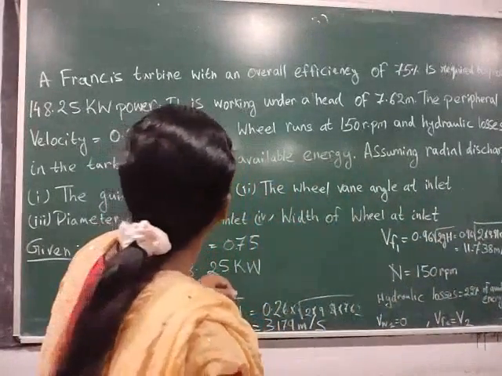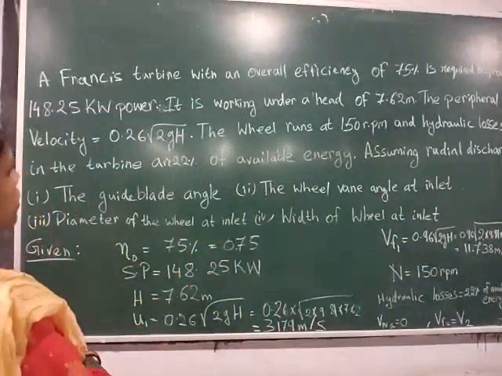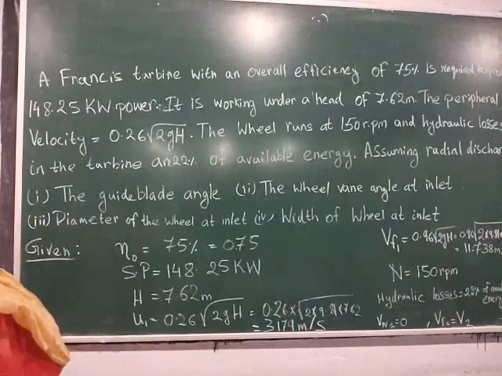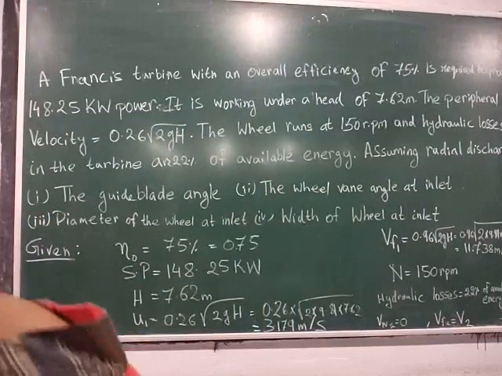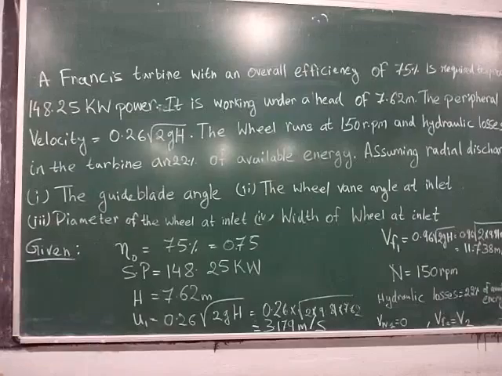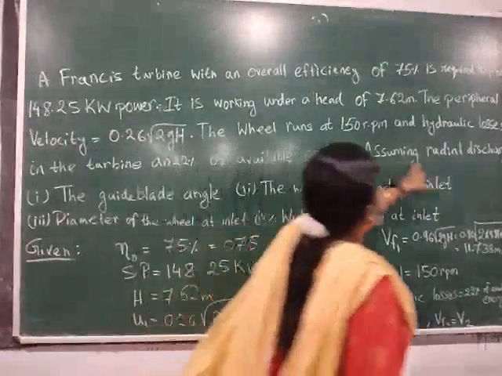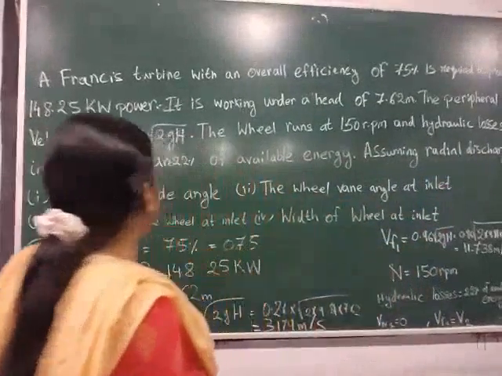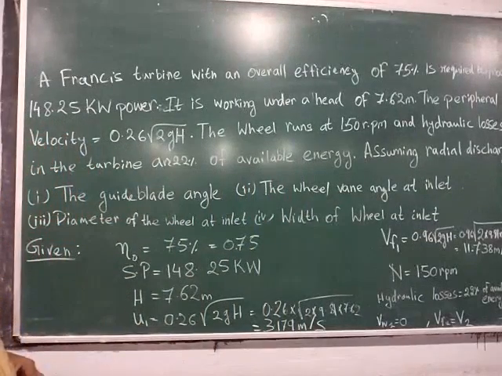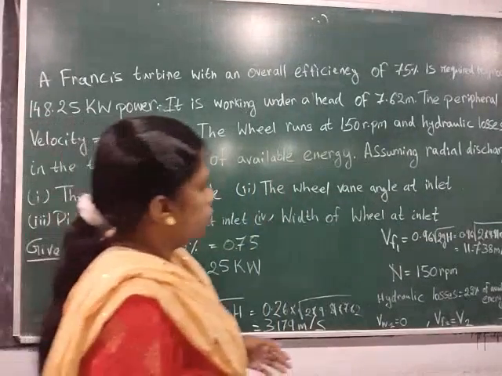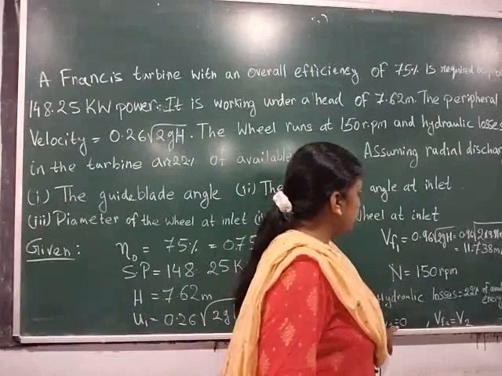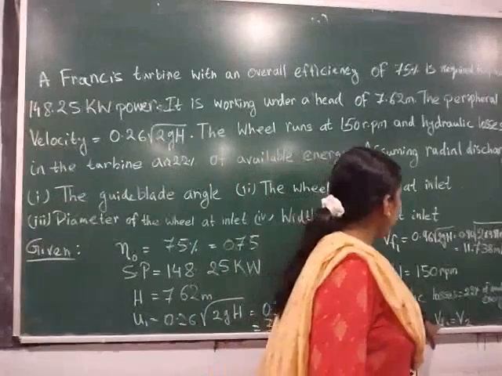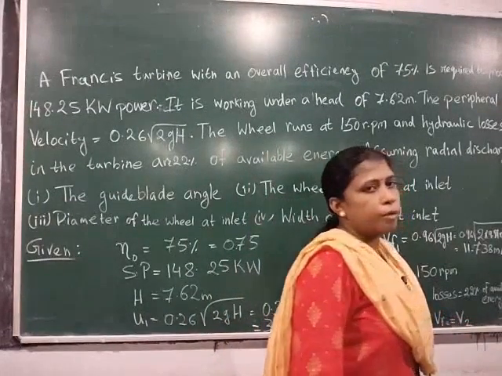Next, one more thing here it is written: assuming radial flow. So when it is radial flow at the discharge, that means Vw2 is equal to 0, and Vf2 is equal to V2.